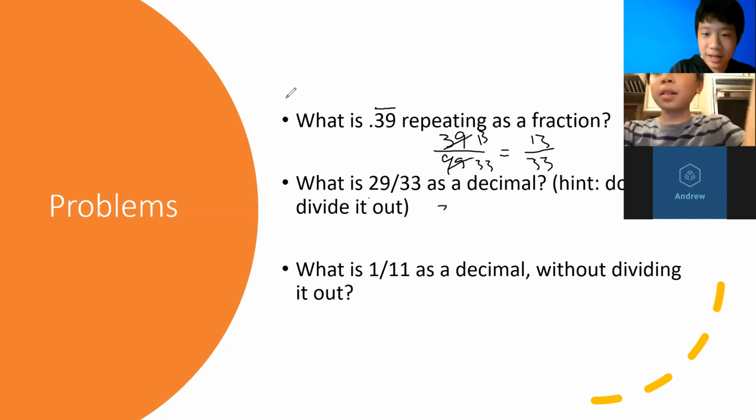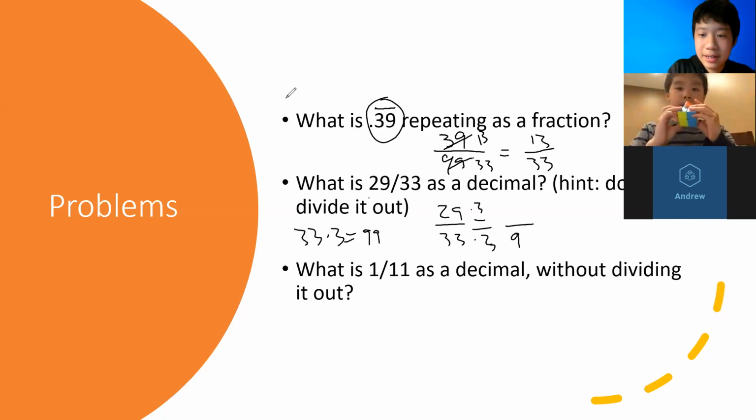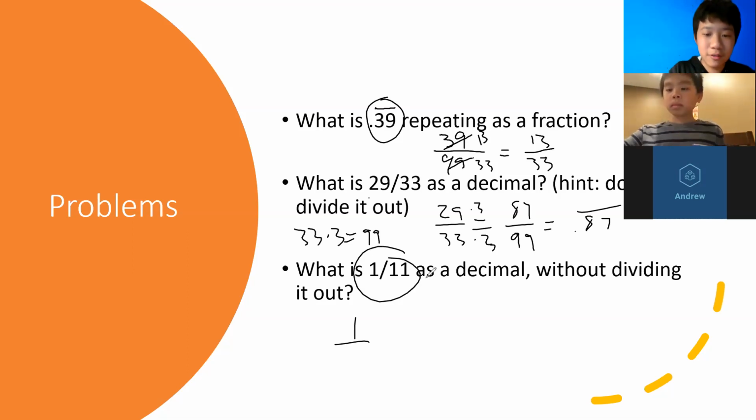So the hint is don't divide it out. 33, as we know, 33 times 3 will get us to 99, right? So if we can get this fraction to have a denominator of 99, we can just put that smack under the line right here, right? So this is the same thing as multiplying 3 on the top and bottom. So this is just 29 times 3 over 99. So let me just do 29 times 3 right here. 87 over 99. So what is this as a decimal? 0.87 repeated forever. Okay?